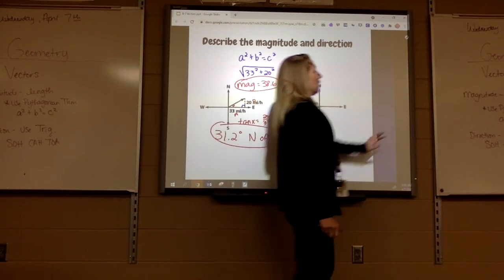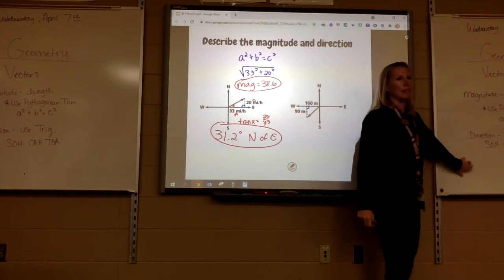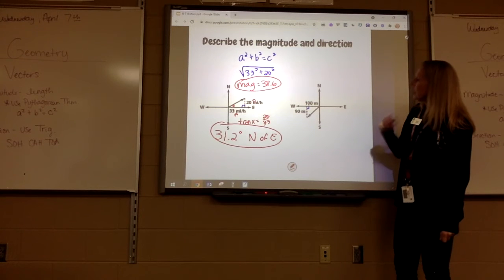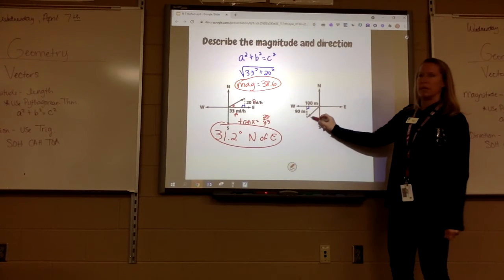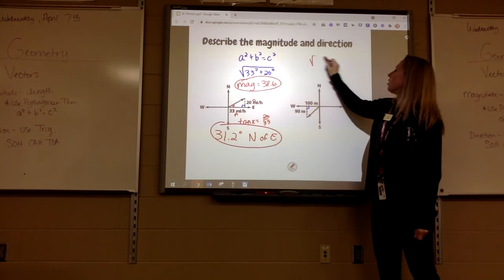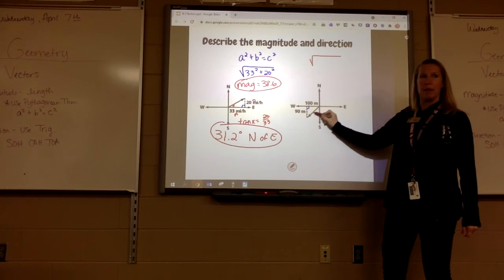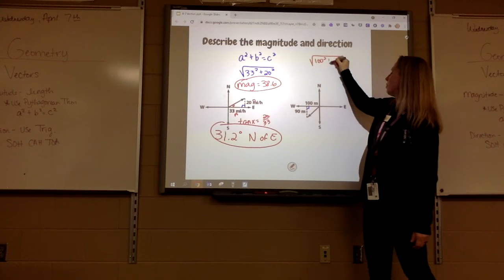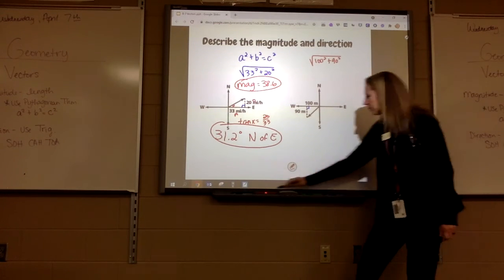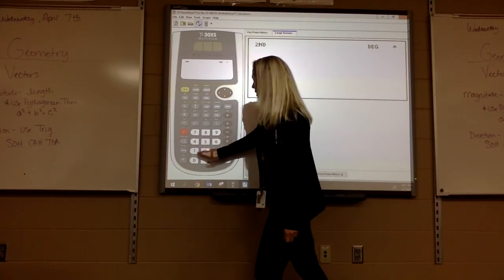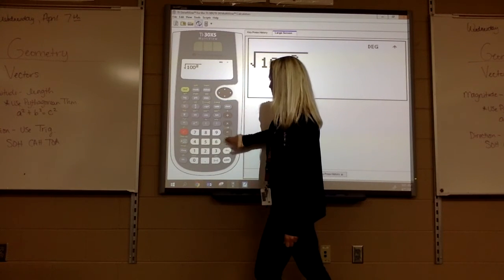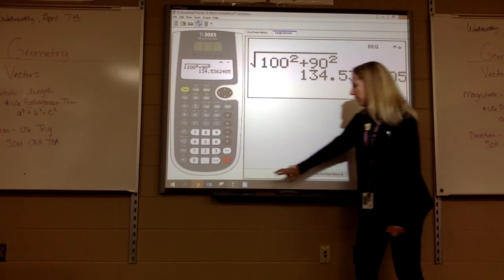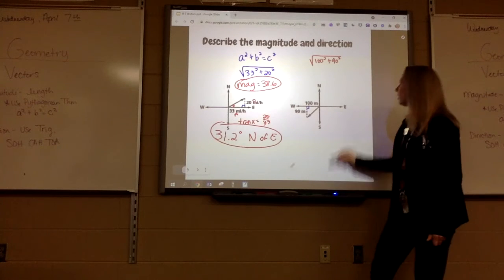So Pythagorean theorem for magnitude, second tan for direction. So let's do another one. So let's do Pythagorean theorem to get the magnitude. So again, I want to find the length of my hypotenuse, so that's my longest side, so I would add 100 squared plus 90 squared. So 134.5 would be my magnitude.